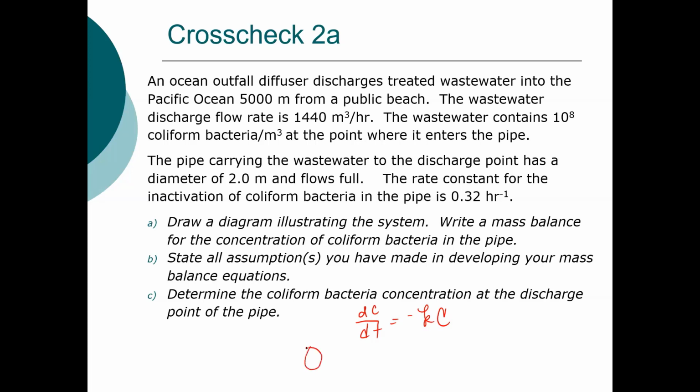Okay, so we have this pipe. Here's our beach. Wastewater is flowing. It's 10 to the 8 per meter cubed. I just basically drew much of the system. So you're asked to draw the diagram of the system, write a mass balance for the concentration of coliform in the pipe, state all your assumptions, and determine the concentration at the point of discharge.